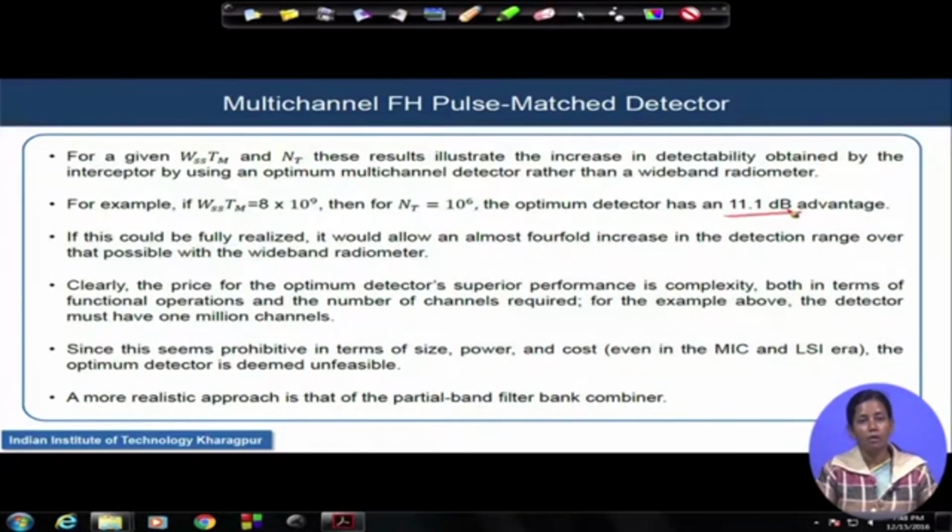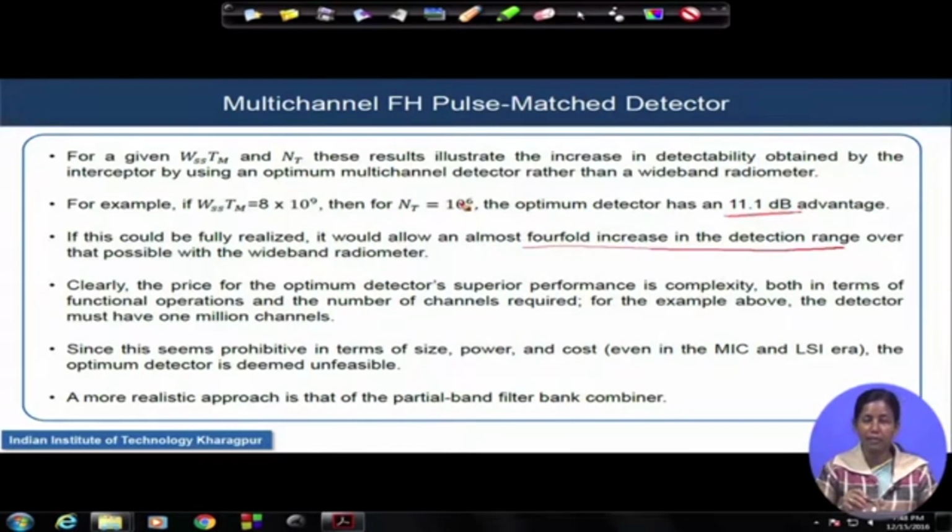So once you deploy the multi-channel concept, there is definitely a gain in performance, and if this could be fully realized, there will be at least a 4-fold increment in the detection range. If it is fully realized, why have we kept that condition? Because it depends on the number of hops. Please remember, when the number of hops is 10 to the power 6, you need 10 to the power 6 different channels.